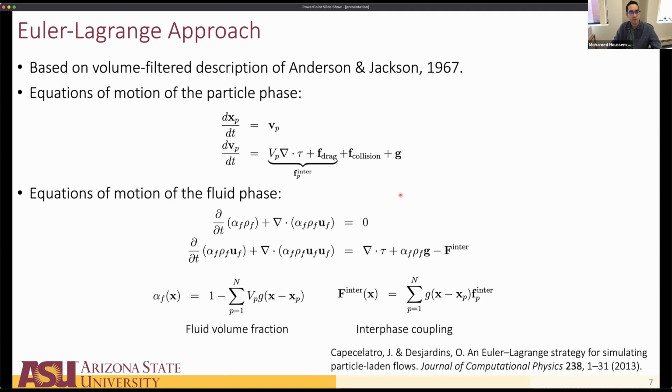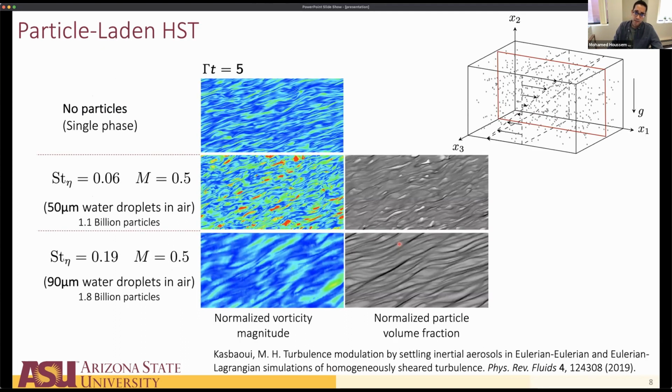Okay, quick note on the simulation method. We're using this Euler-Lagrange approach developed by Capecelatro and Desjardins in their 2013 JCP. It's based on volume filtering, and we basically track individual particles and solve the fluid equations with volume fraction terms and also the feedback force from the particles. Okay, so I'm showing you here what happens at the non-dimensional time 5. This is our simulation box. Please note that I have gravity here, so the particles are sedimenting in this vertical direction.